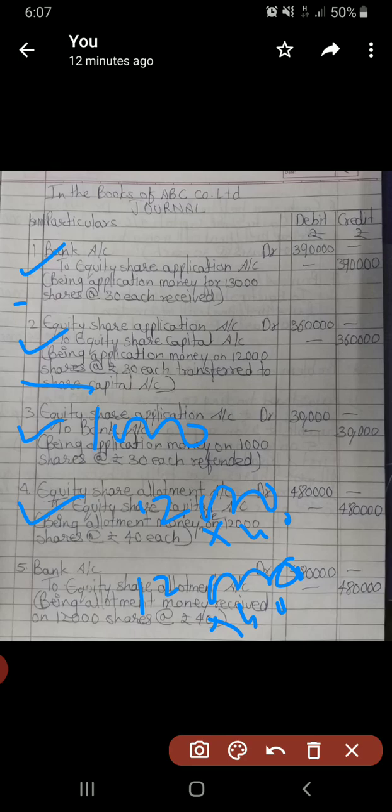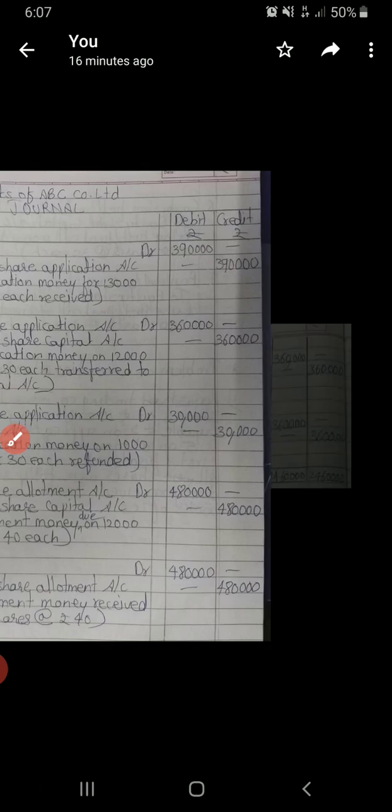Okay. Now the last is first and final call. Last entry, first and final call. You have to write the name and share capital. Equity share first and final call account to equity share capital, being first and final call money due on 12,000 shares at the rate of ₹30.